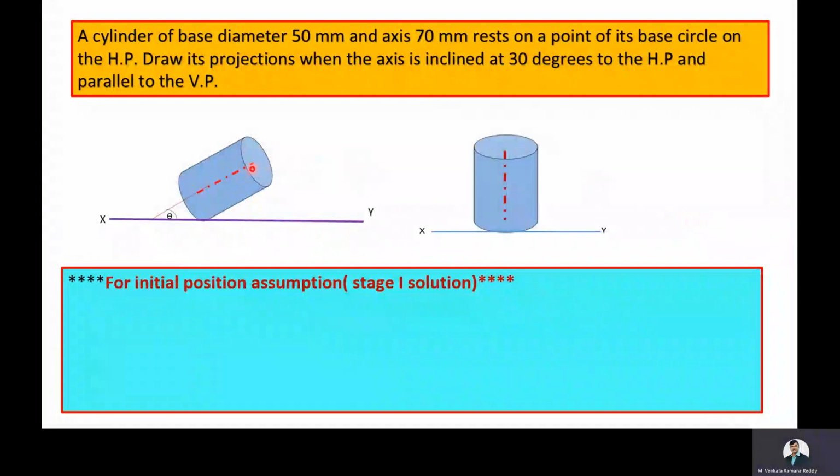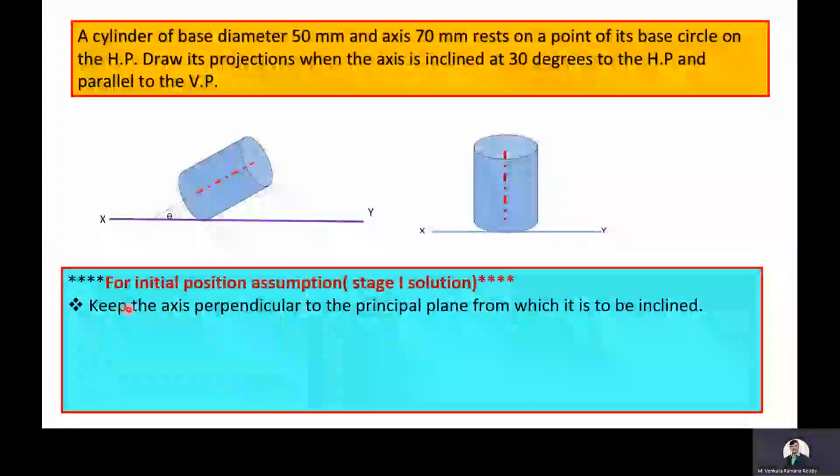That is, we are keeping the cylinder in such a way that its axis is perpendicular to HP and parallel to VP, so that base is parallel to the HP. If the base is parallel to the HP, it means the true shape of the base is visible in the top view. Drawing the true shape of the base is the first step in projection of solids. After drawing the true shape of the base on one reference plane, then we'll draw another view on the other plane with the given axis height.